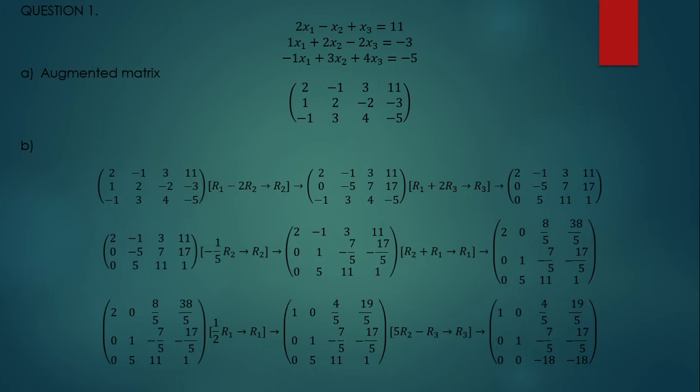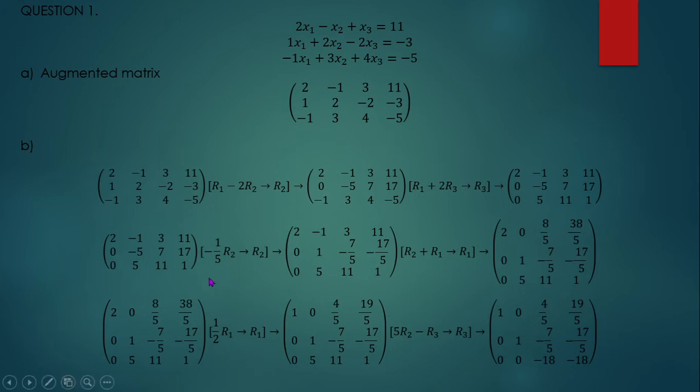For the next question, we need to solve x1, x2, and x3 via elementary row operations. Elementary row operations consist of three major operations: row interchange, the addition and subtraction between two rows, the scalar multiplication of a row, or the combination of the addition or subtraction between two rows together with the scalar multiplication of a row.